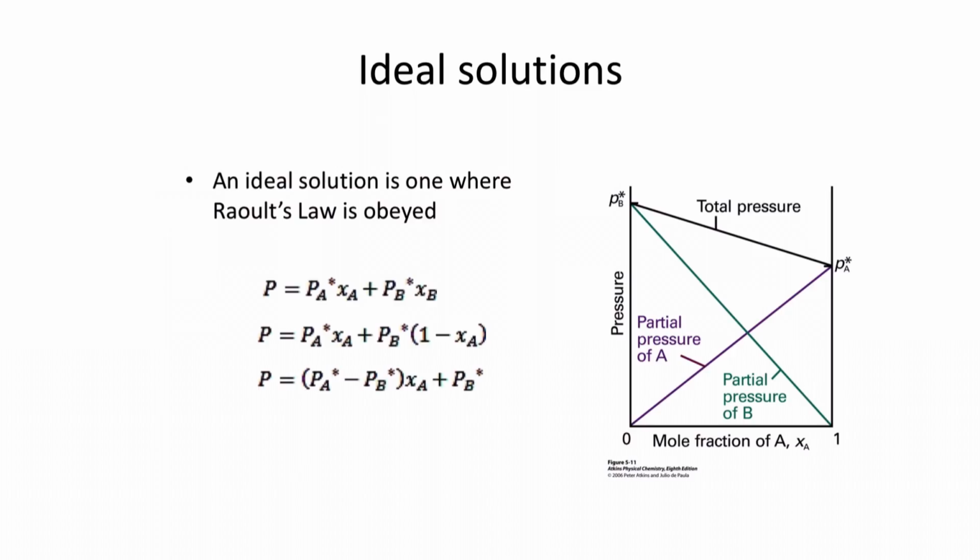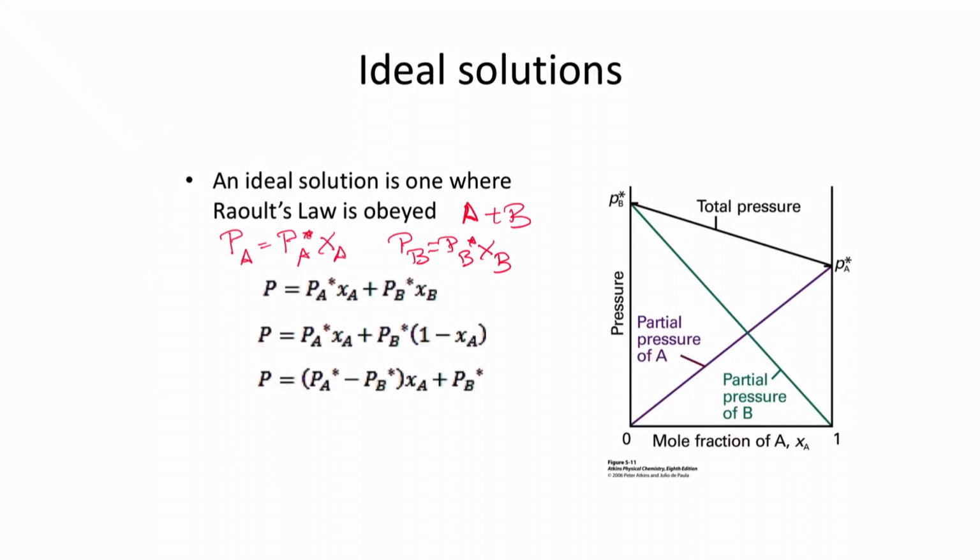Okay. An ideal solution is one where Raoult's law is obeyed. So let's say that I have two things in there, right, an A and a B. What I can do is I can use Raoult's law for A and Raoult's law for B. Right, so for A, I would say that the vapor pressure of A is equal to PA star times XA, and the vapor pressure for B, PB, is going to equal PB star times XB.